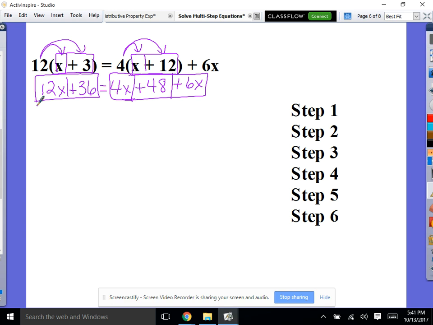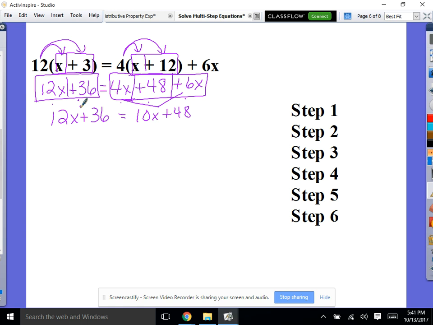Step 2 says we combine like terms. Variable, constant. Nothing alike on the left side. Variable, constant, variable. So we can put our variables together. 4x plus 6x is 10x. And then we bring plus 48 down. And this side stays the same because we had no like terms.